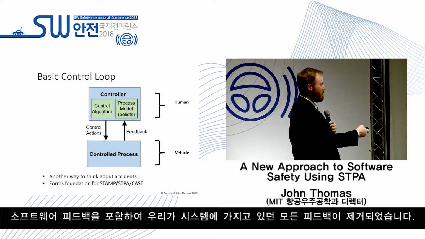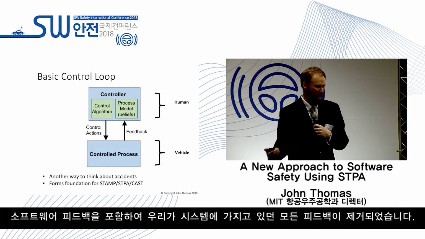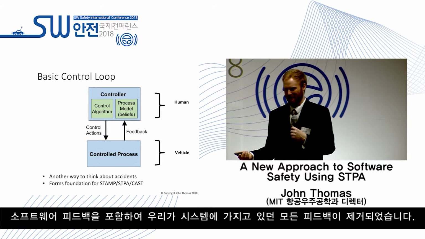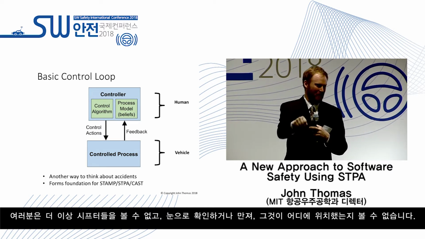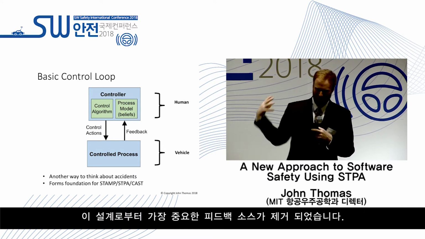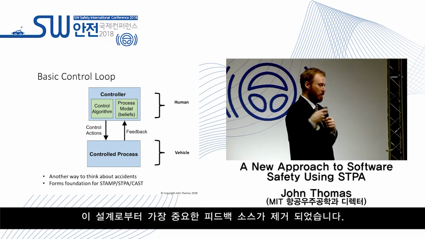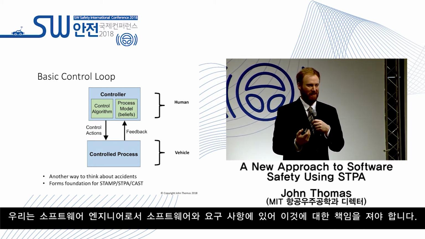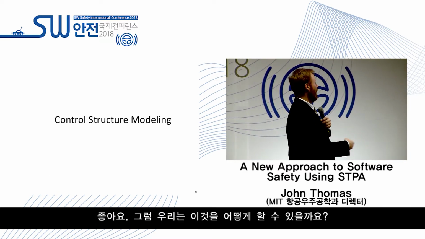Every piece of feedback we used to have in the system, including feedback from software, was removed. You cannot look at the shifter anymore and see where it's located by sight or by touch. The most important sources of feedback were removed from this design. We need to take responsibility for that in the software as software engineers and in the requirements. All right, so how can we do this?